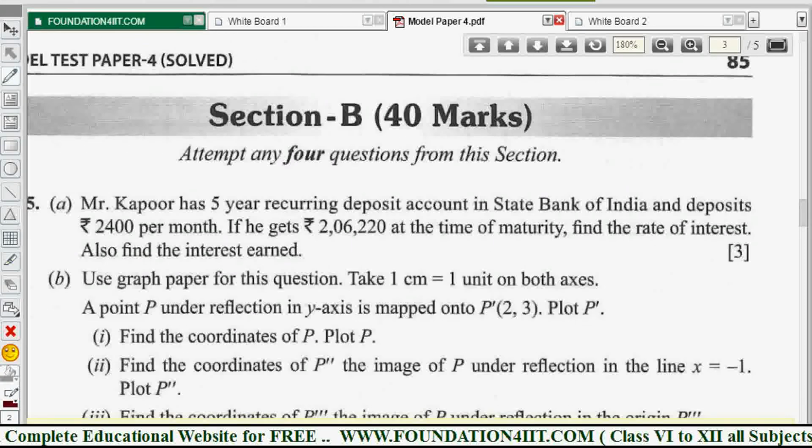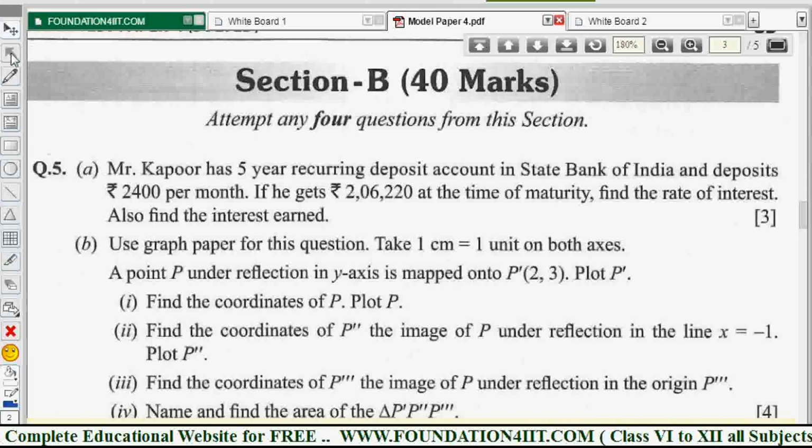Question number 5. We'll see now. In question number 5, the first one is from the banking topic. Mr. Kapoor has a 5-year recurring deposit account in State Bank of India and deposits 2400 per month. So this we can take as P, principal per month. If he gets 2,06,220 at the time of maturity, find the rate of interest. Also find the interest earned. So you have to find the interest and the rate of interest also. So the R value also you need to find.